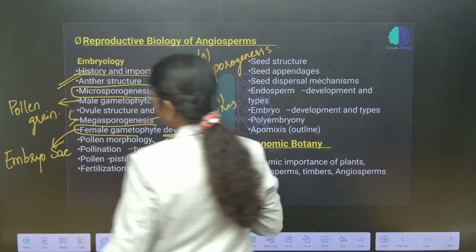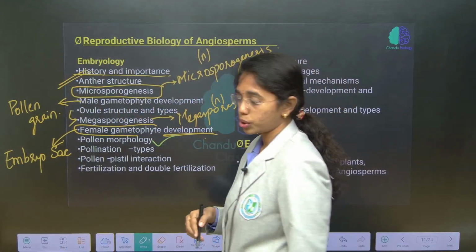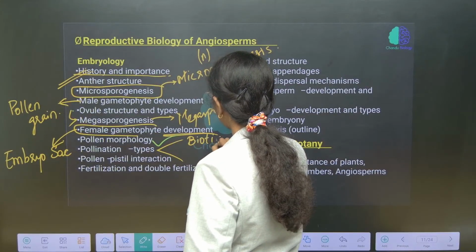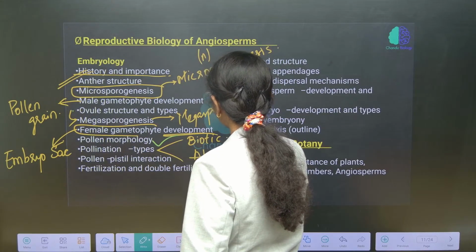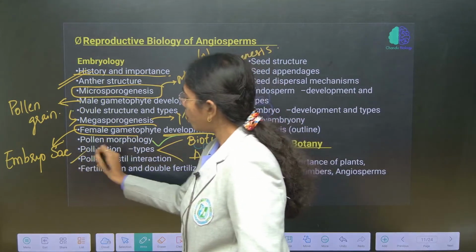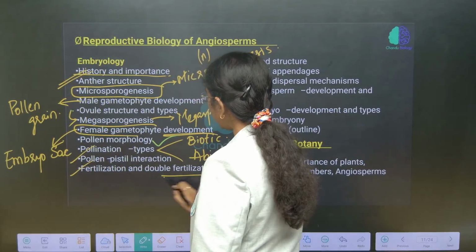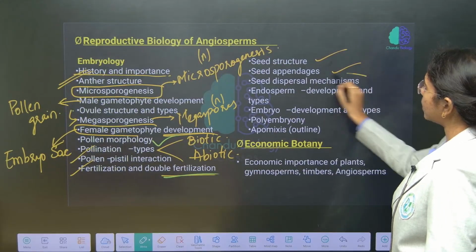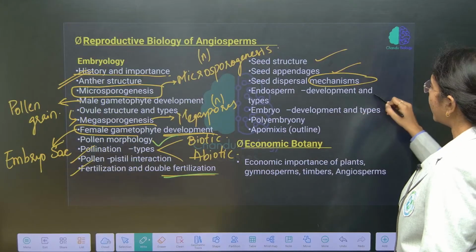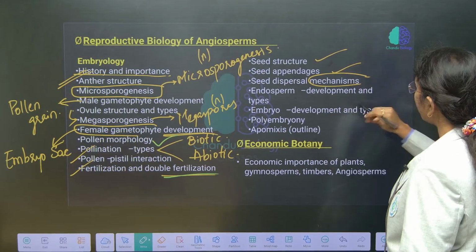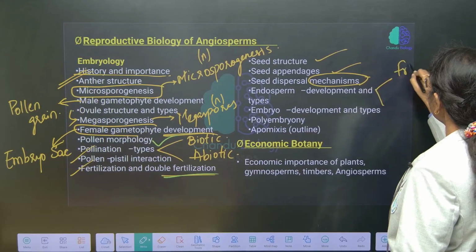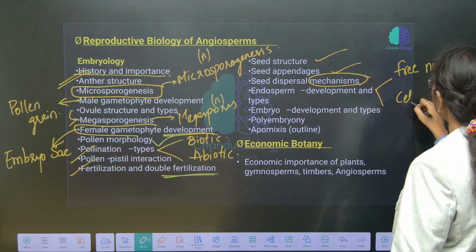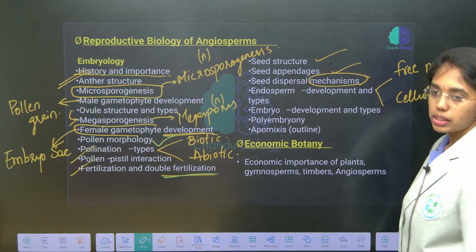Then we will go through pollen morphology, different types of pollinations, both biotic and abiotic pollinations. Followed by pollen pistil interaction, fertilization and double fertilization, then seed structure, seed appendages, seed dispersal mechanisms, and then endosperm, its development and types. We have two types of endosperm developments. One is free nuclear endospermic development and then cellular endospermic development. These things we have to go through.